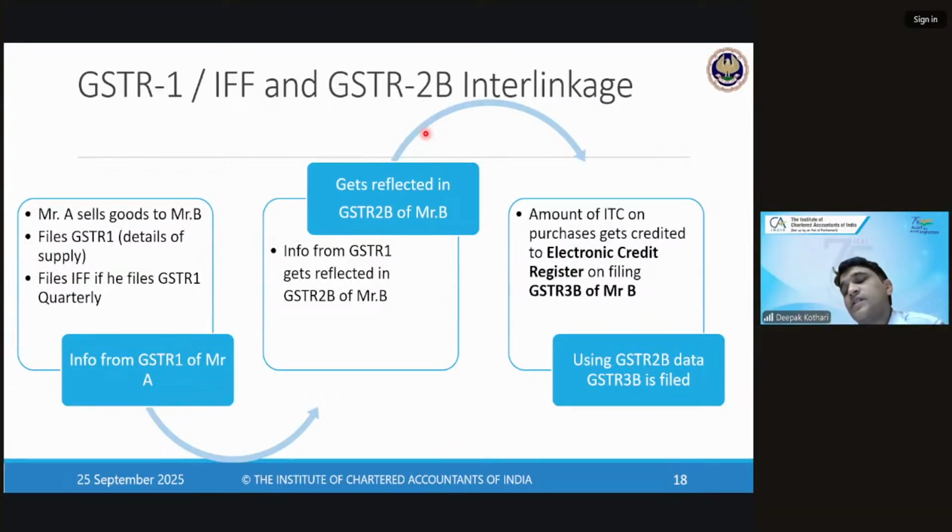Correct. So if the supplier has taken the taxes but has not filed it, then it's a loss for the recipient.